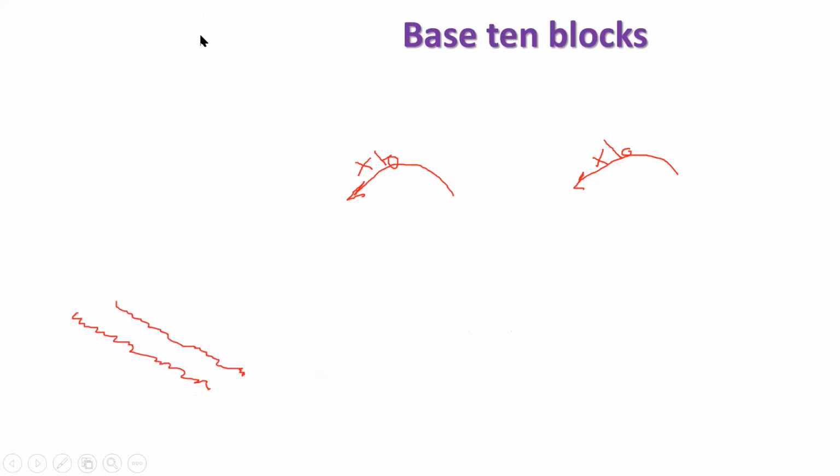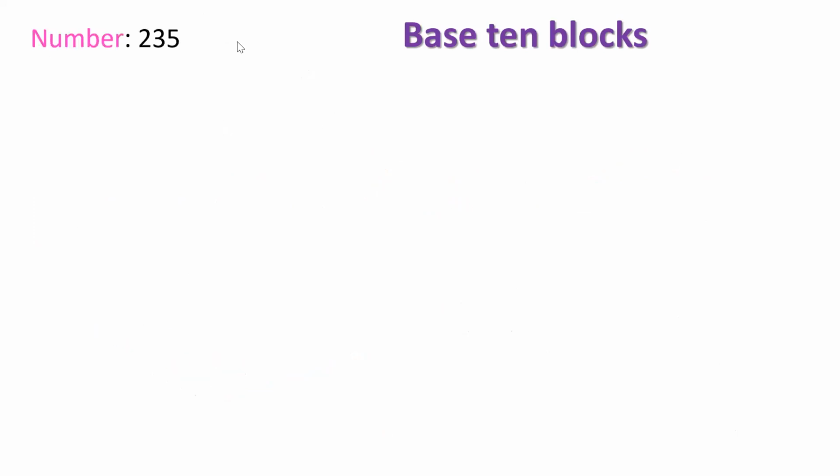Now, look at this. I will erase the handwriting. Now, look at this number, 235. If I want to describe the value of the digits of this number by using the base 10 blocks, I will use the base 10 blocks here to describe the value of the digits.